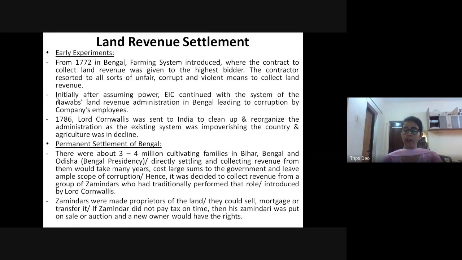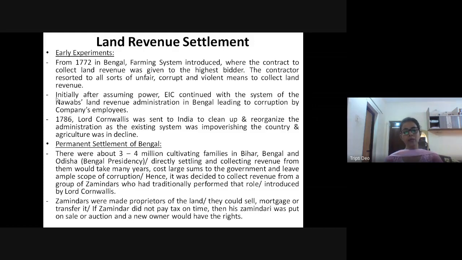So Lord Cornwallis was sent to India to clean up and reorganize the administration, as according to Britishers, the existing system was leading to impoverishment of the country and agriculture was in decline. So on this pretext, Cornwallis was sent to India. But we know that after 1786, the settlements that were made were not to favor or elevate the condition of the peasantry, but to maximize the revenue for colonial rule by the Britishers.